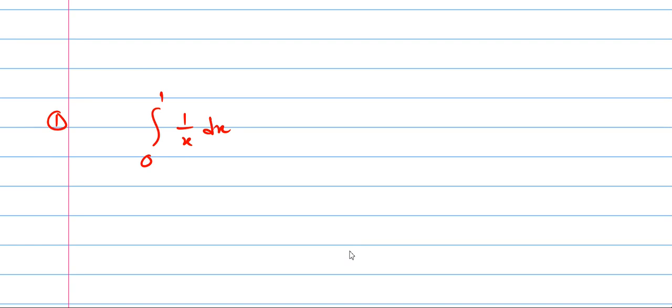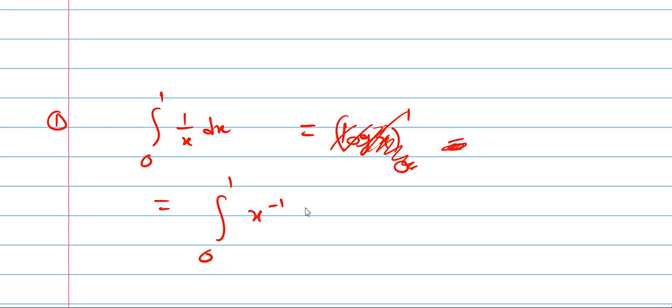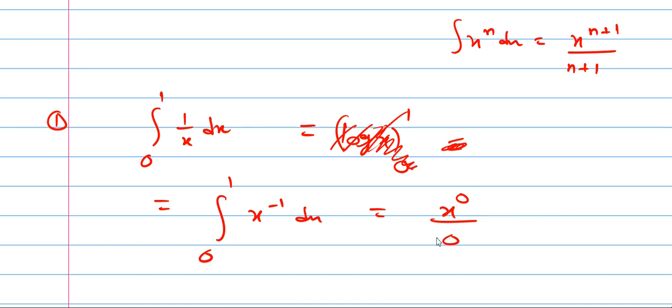So let's look at this question. Integration 0 to 1 by x dx. So this is nothing but log x. Limits are 0 to 1. Log x has derivative 1 by x. No? It is not log x. So this is nothing but integration 0 to 1 x raised to minus 1 dx. So use this formula. X raised to n dx is x raised to power n plus 1 upon n plus 1. So this becomes x raised to power 0 upon 1 plus 1, that means 0.